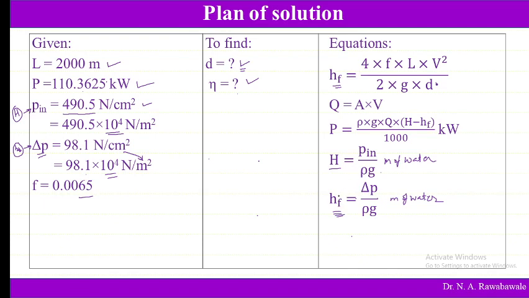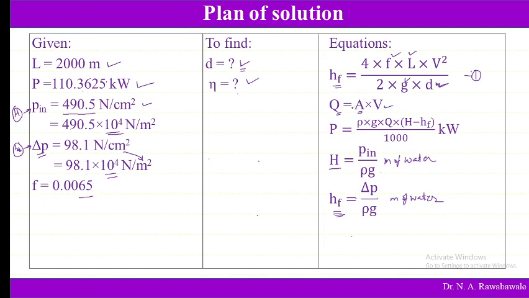Then once we know HF, we can substitute HF in this first equation, and F is known, L is known, G is known. Then we will get velocity in terms of diameter. So when we get velocity in terms of diameter, we can substitute this velocity in this equation. So we get here Q in terms of diameter again, because area is given in terms of diameter, velocity is given in terms of diameter.